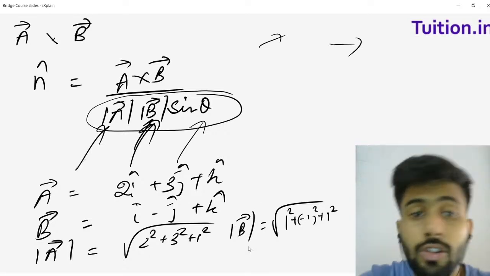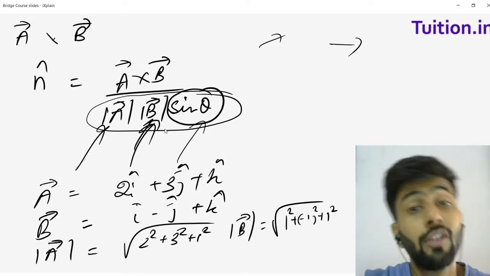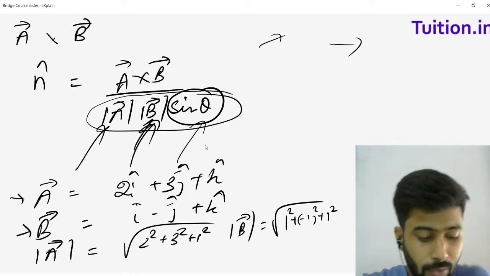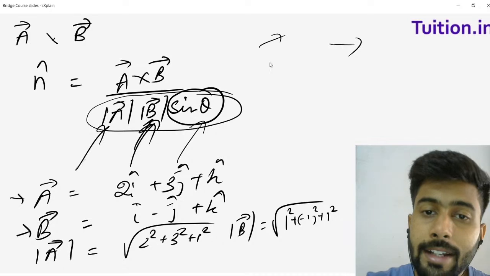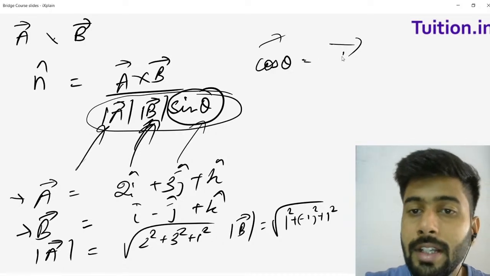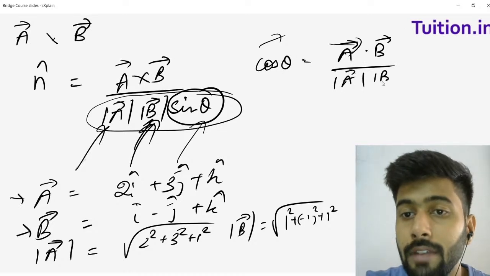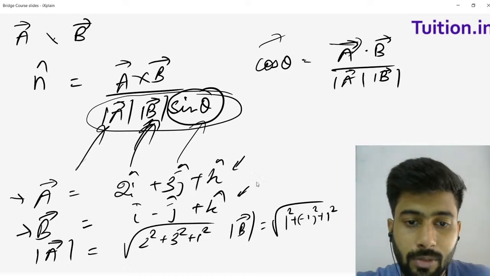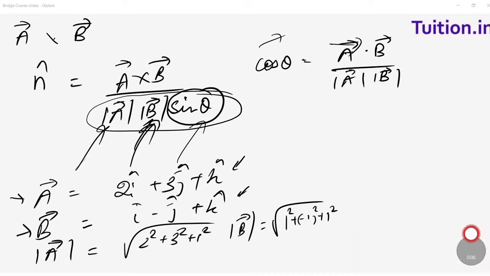And here you will not stop. You will also have to find sine theta. How will you find sine theta? To find sine theta, first you have to find theta, which means the angle between these two vectors. And we know that if vectors are in component form, we can get the angle between them using this formula: cos theta is equal to A dot B by mod A into mod B, right? If you do this, then you will have to find the dot product of these two. I'm first explaining you the lengthy way.